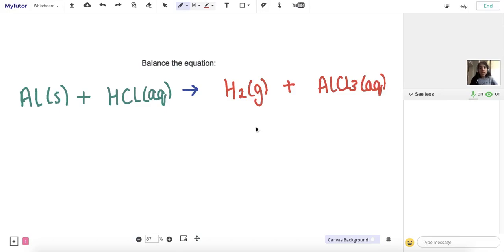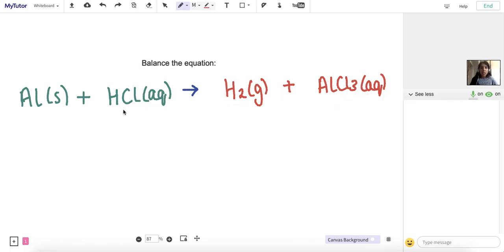Balance the equation: aluminium solid plus hydrochloric acid goes to hydrogen gas plus aluminium chloride. So to start balancing this equation, we need to know where our reactants are and where our products are. The reactants are always what's on the left-hand side of the equation, so in this green colour, and the products are always what are formed, so we have hydrogen gas and aluminium chloride solution.